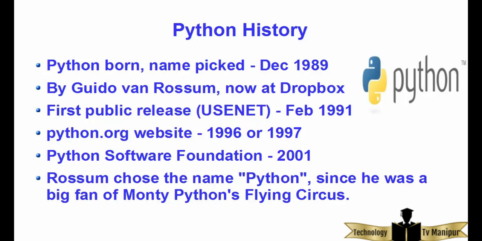Python was first publicly released in February 1991, and python.org, which is the official website of Python, was released in the period between 1996 and 1997. In the year 2001, the Python Software Foundation was created, and Van Rossum remained the principal author of Python. His continuing central role in Python development is reflected in the title given to him by the Python community, which is Benevolent Dictator for Life. A Benevolent Dictator for Life is a title given to a small number of open source software development leaders, typically the project founders who retain the final say in disputes or arguments within the community.